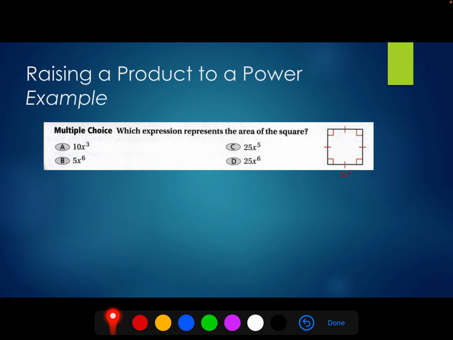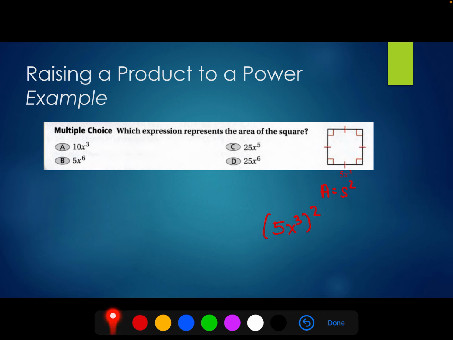So for this, we need to remember that the area of a square is equal to just one side squared, right? Length times width. They both have the same side, so we can just say that it's equal to one side length squared. So now we know that a side length is equal to 5x to the third, so we can say that 5x to the third squared will be the area of our square.